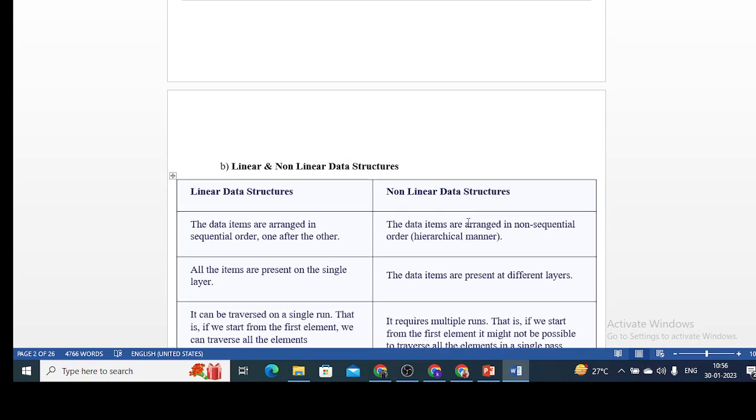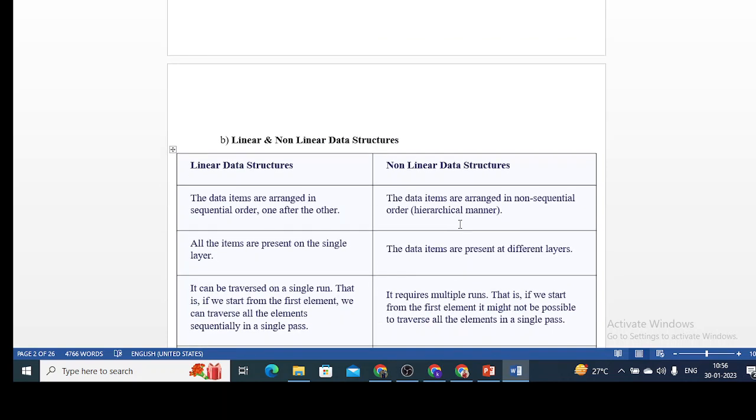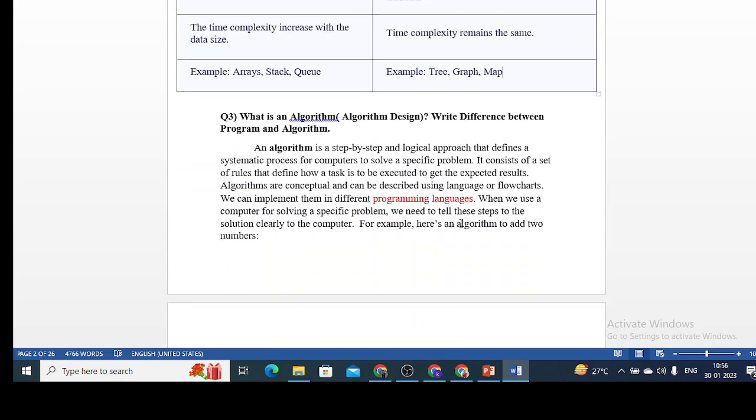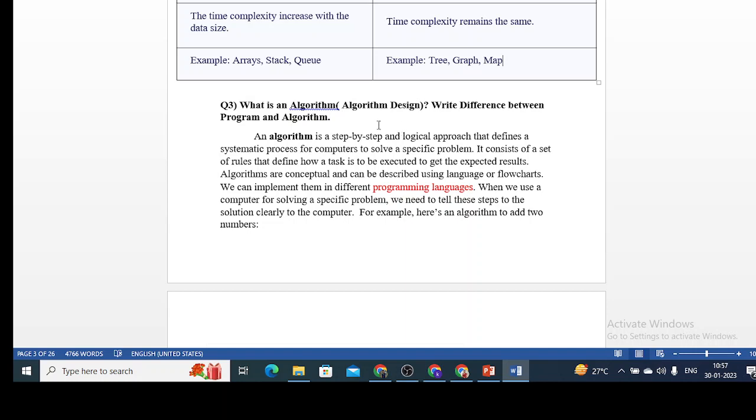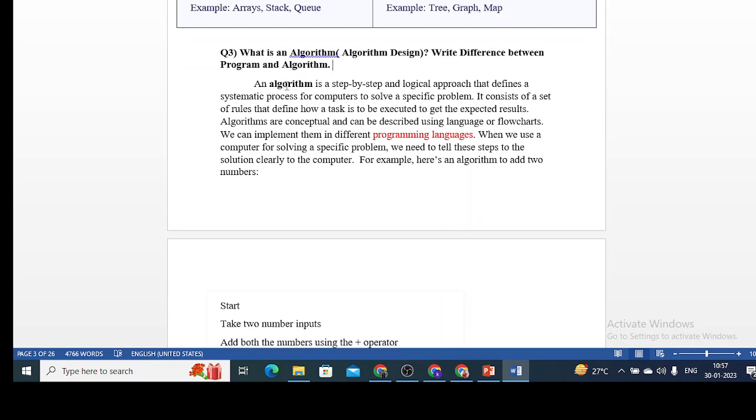Now we have done in question number 2 the difference between primitive and non-primitive, and linear and non-linear. Now moving to the third question, that is, what is an algorithm? Algorithm design, write the difference between algorithm and program. Now this is again one of the important questions. An algorithm is a step-by-step and logical approach that defines a systematic process for a computer to solve a specific problem. In the field of computer engineering or writing a program, algorithm is the first step where you are going to design your program.